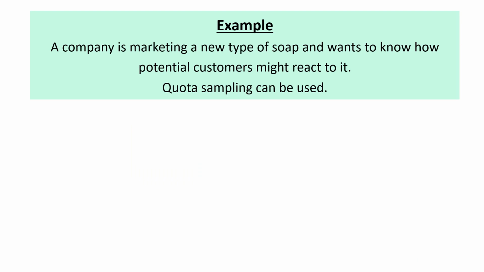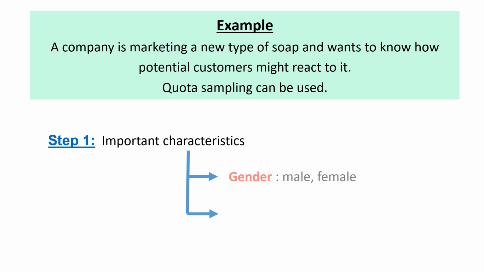For an example, a company is marketing a new type of soap and wants to know how potential customers might react to it. Quota sampling can be used in this kind of problem. The first step is to identify important characteristics. Males and females are your target, so that's gender. Age group, maybe under 20, 20 to 60 and over 60. So it's almost everyone. It's up to you. But you categorize these.